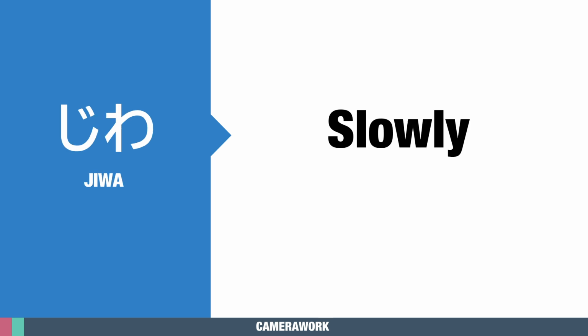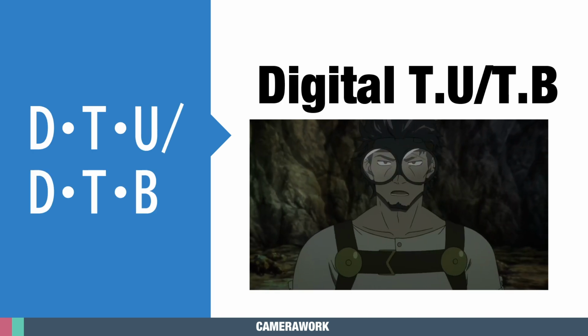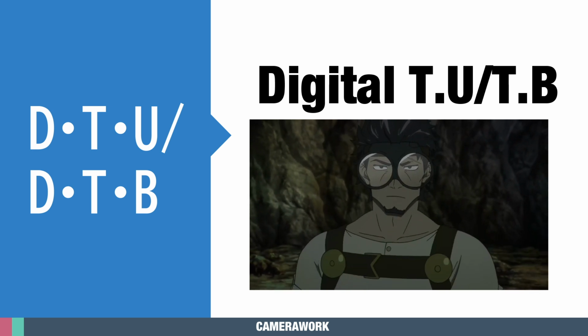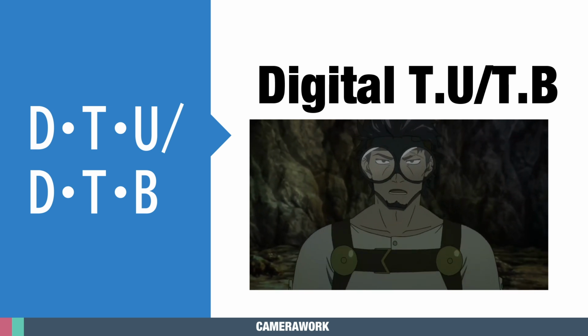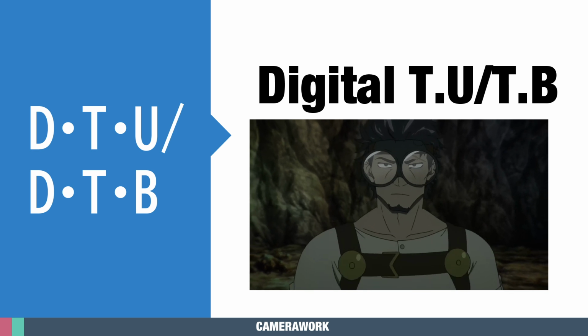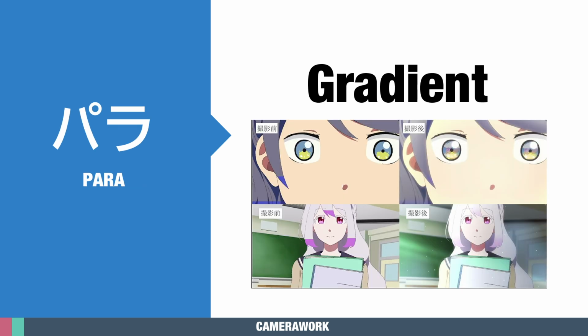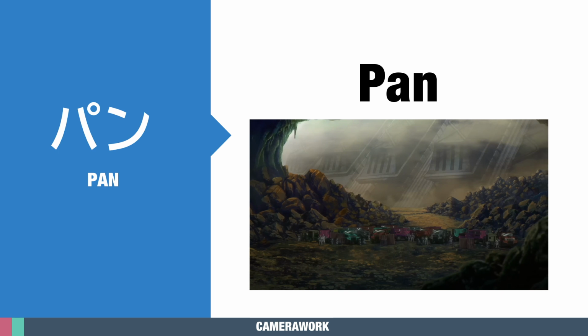Jiwa. Jiwa means to do something slowly. So a jiwa pan would mean a slow-moving pan. DTU, DTB. A digital track up or back, used when we increase or decrease the size of a single layer. Para. This is a gradient effect, and the word is from an old technique with paraffin to essentially create a gradient. Pan. Camera pan.